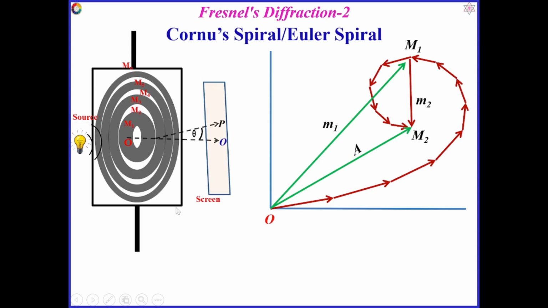Now we are going to go for the Cornu spiral or Euler spiral. How it will be calculated, that we are going to discuss in our next class. In our next class we are also going to discuss Fresnel's integral.